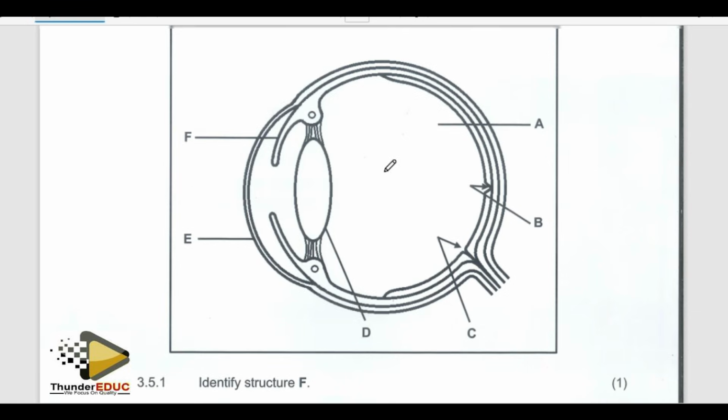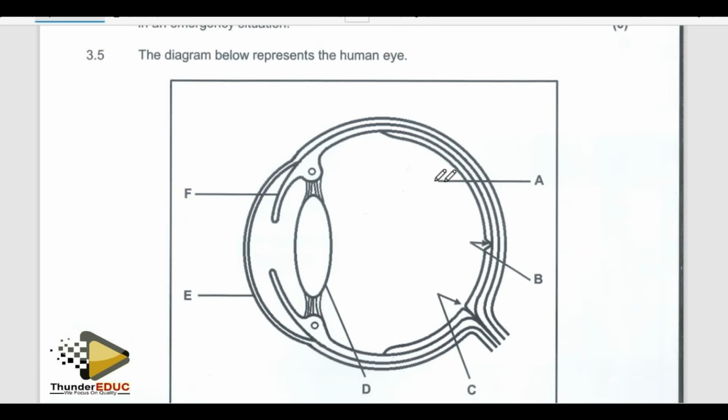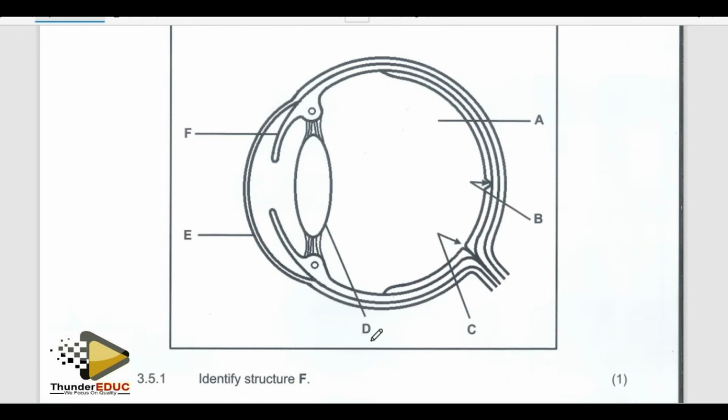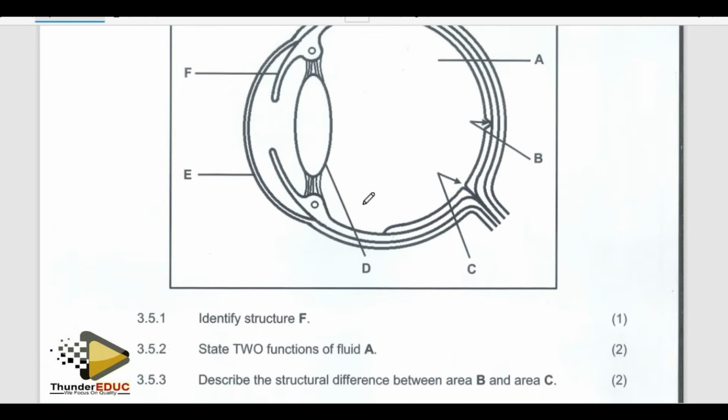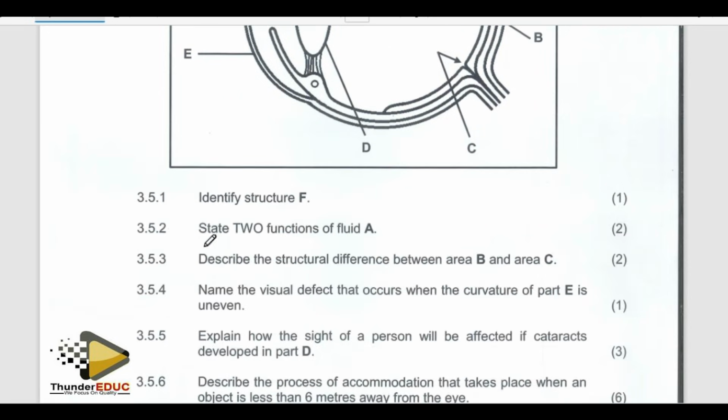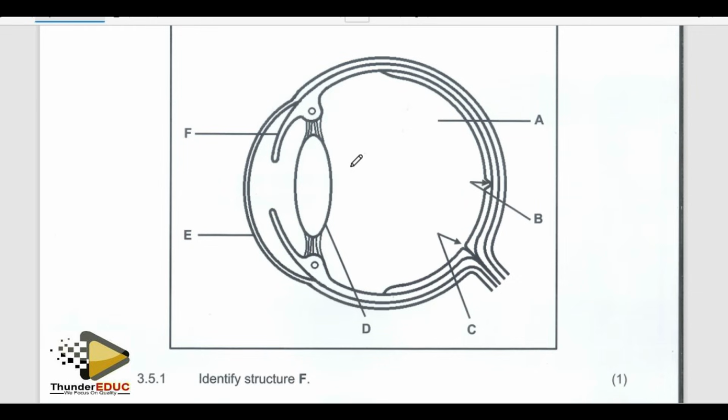So they're saying, what is A? A is vitreous humor. B is yellow spot. C is blind spot. D is lens. E is cornea. F is iris. So you have to know them. Identify F, we have said it. F, it is iris. And then they're saying state two functions of A. Where is A? Function of A.